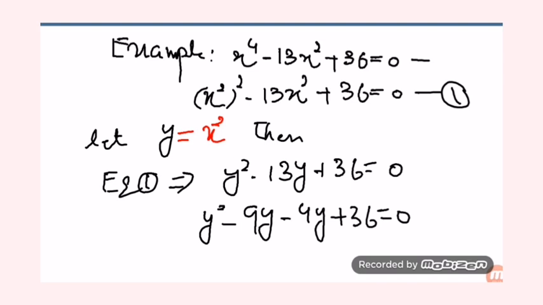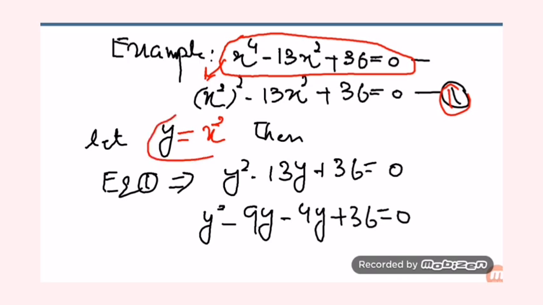We know that this is the standard form of a biquadratic equation. Rewrite this equation in this form: (x^2)^2 - 13x^2 + 36 = 0, and consider this as equation 1. Let y = x^2 as a substitution. Then equation 1 implies y^2 - 13y + 36 = 0.